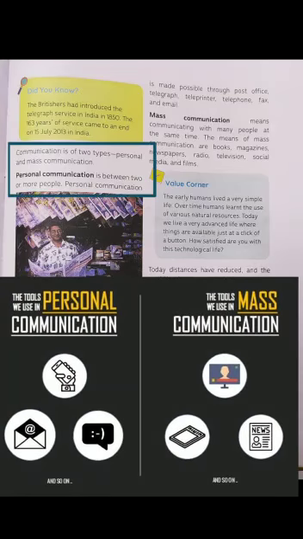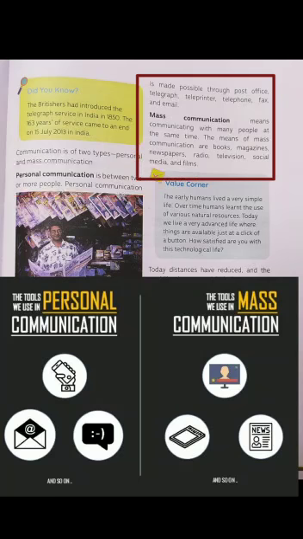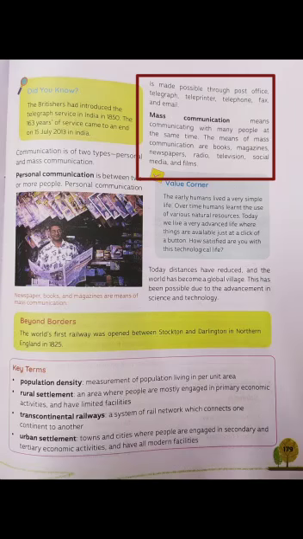Communication can be of two types, personal or mass communication. From the word, it is clear that personal communication is between two or more people, that is a small group of people, which can be done through telegraph, teleprinter, telephone, fax, emails, and now many more inventions. And mass communication is communicating with a numerous number of people at the same time. It includes books, magazines, newspapers, radio, television, social media, and films.